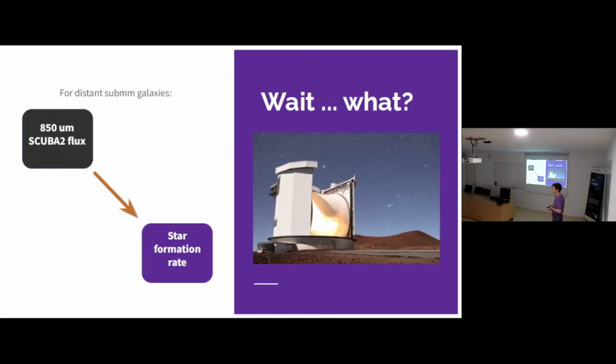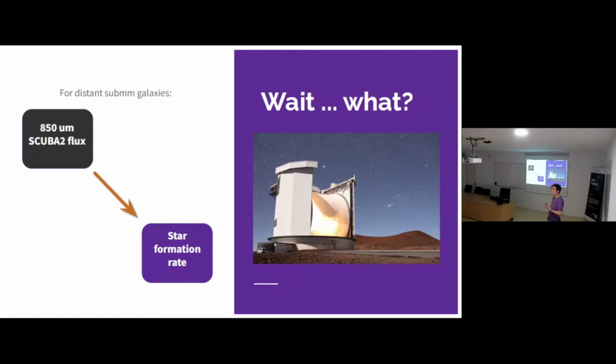So, wait, what? Are we really using interstellar dust masses as proxies for the star formation rate? And we do this actually by measuring submillimeter fluxes. For instance, using the James Clerk Maxwell Telescope, where you have the SCUBA-2 instrument, which has a 450 and an 850 micron receiver, and the 850 is particularly sensitive to seeing the thermal dust emission.